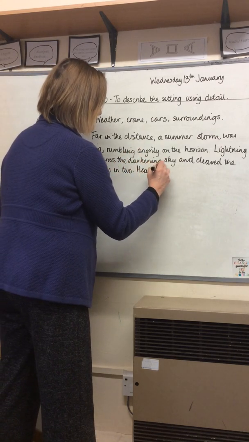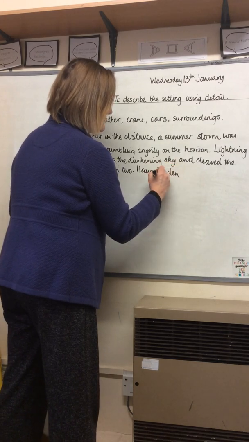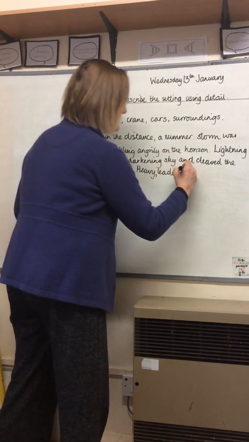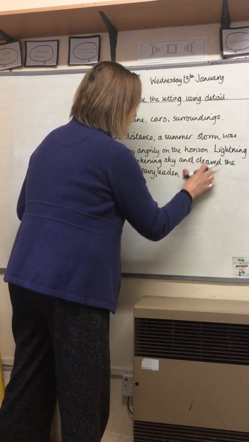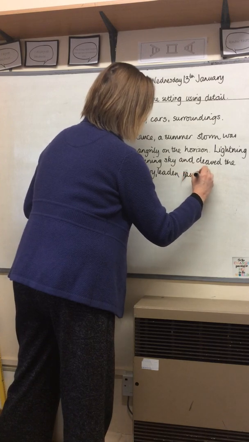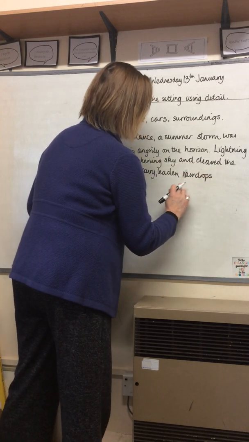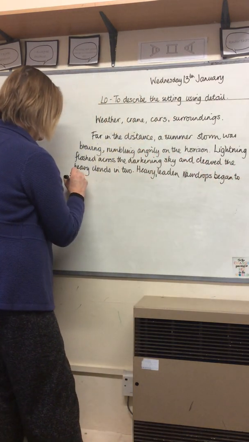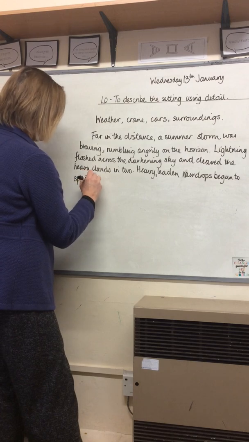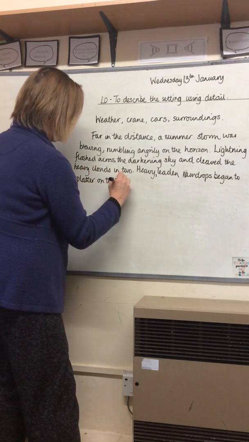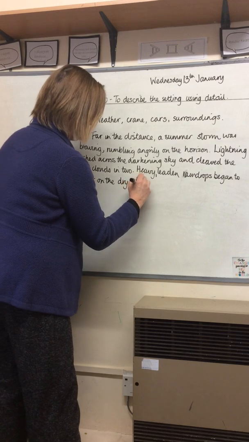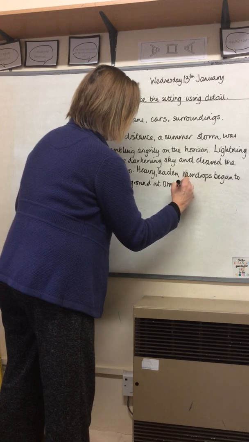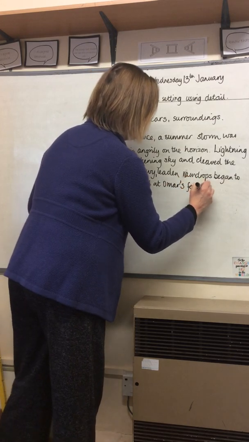Heavy, leaden. Do you remember what leaden meant? Leaden means like lead, which is a heavy metal. Heavy leaden raindrops. Raindrops began to splatter on the dry ground at Omar's. Remember, apostrophe for possession, feet.